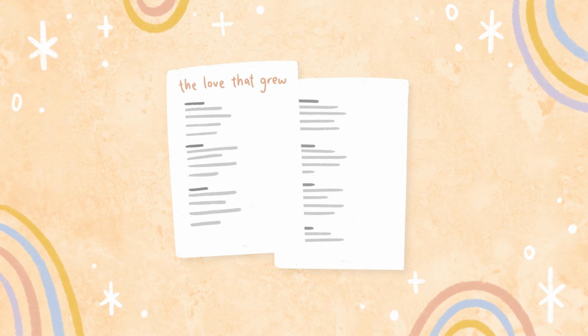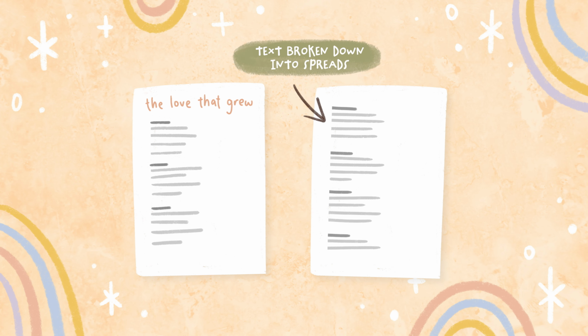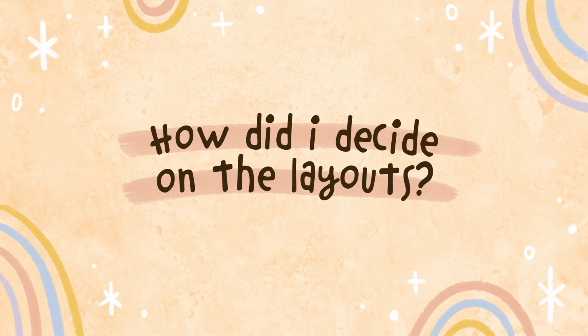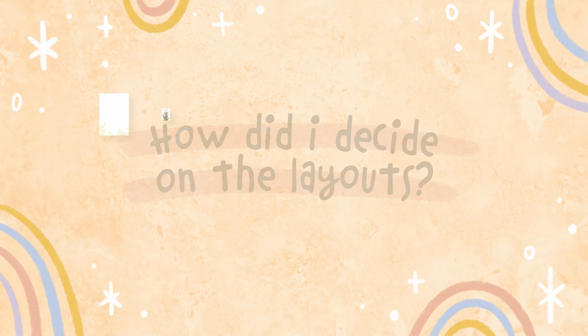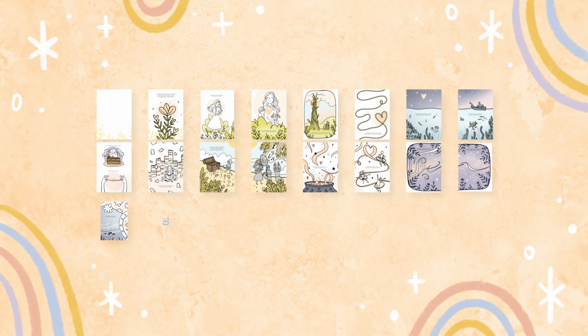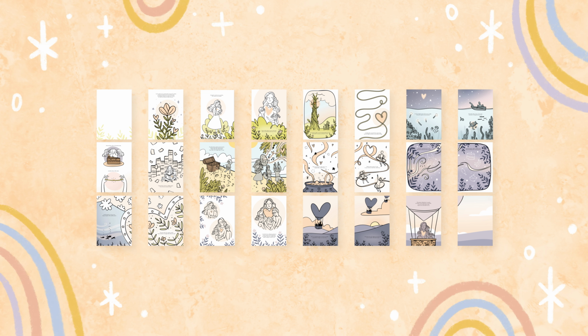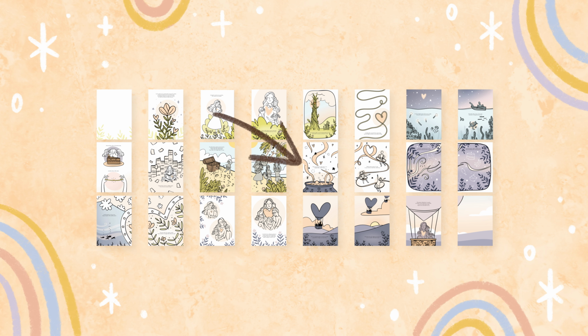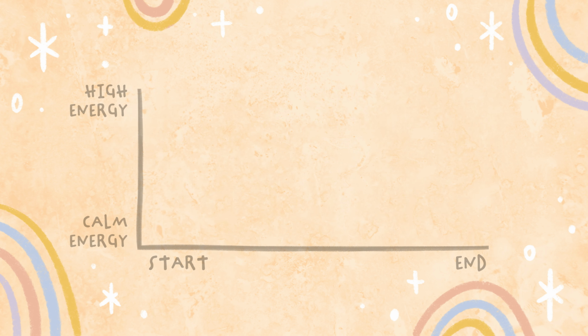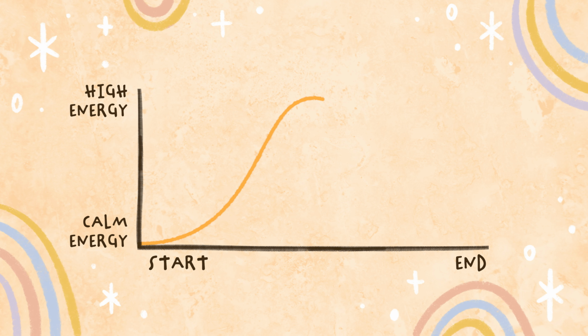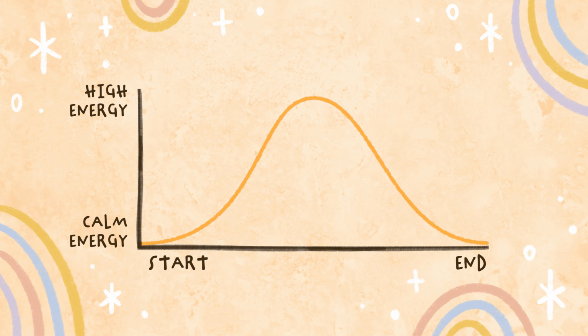So once I had the text for the book and lots of time alone to create some illustrations, how did I decide on the layouts? I had 12 internal spreads to draw, and all I really knew to begin with was that I didn't want every spread to be built the same. I wanted visual variety so that each spread was a little different from the last. The only other thing that I immediately knew was that I wanted the book to start calm, build in energy, and then end on another calm note.